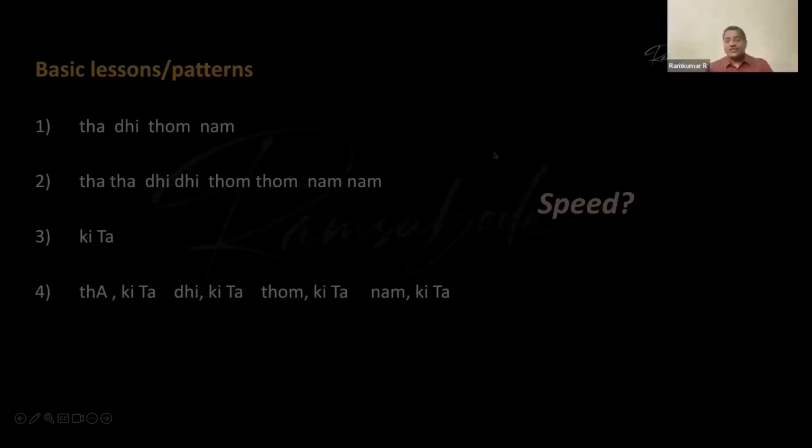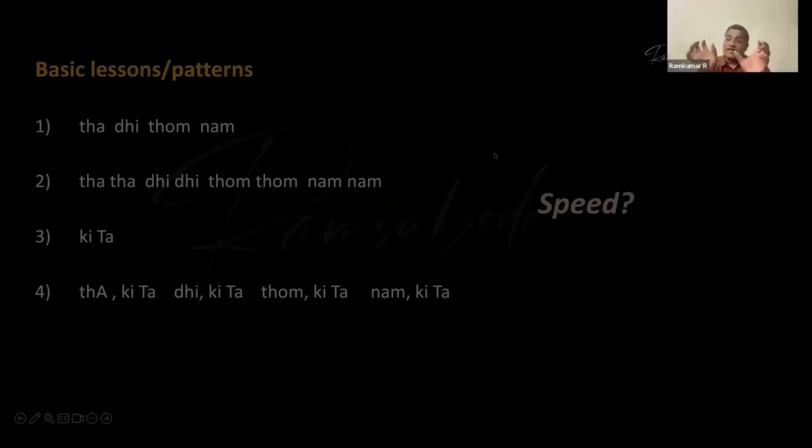Excellent. Now we are going to try the third speed, which is kita, di, kita, dum, kita, nam, kita. Ta, kita, di, kita, tum, kita, nam, kita. And then you can keep going like this, ta, kita, di, kita, dum, kita, nam, kita, ta, kita, di, kita, dum, kita, nam, kita. Shall we try that once, Haritha?